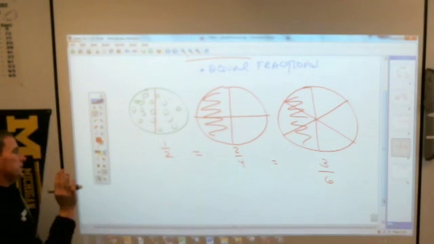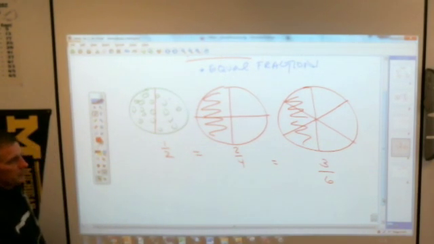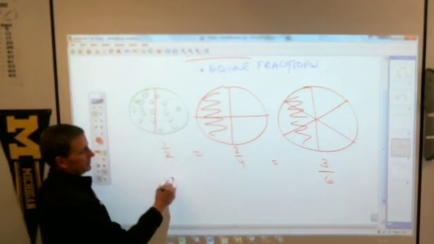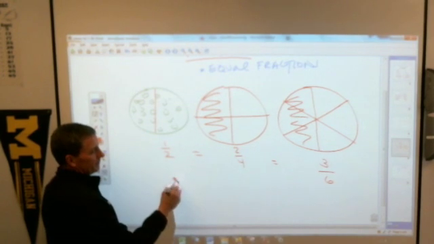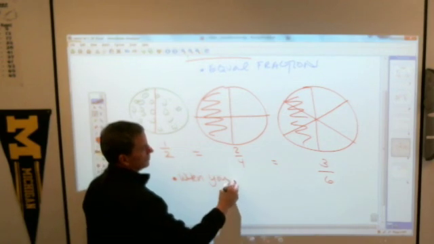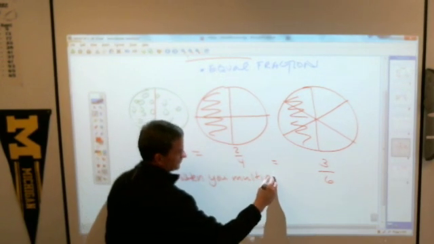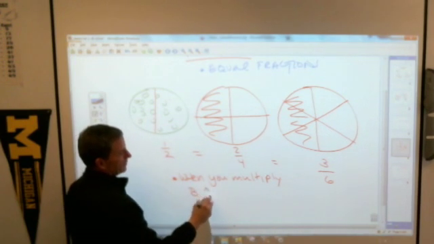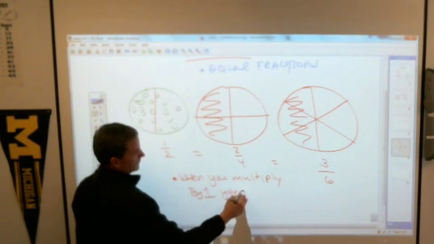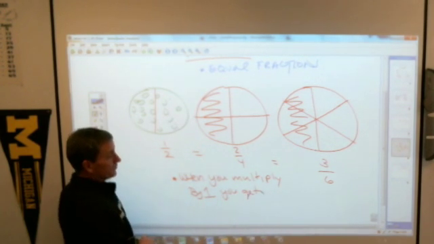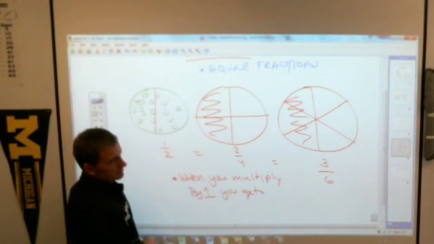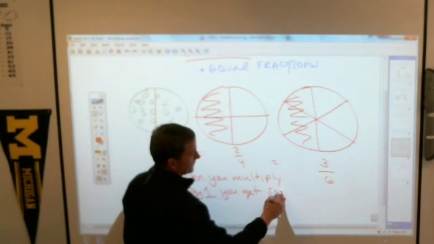Well, we don't want to draw pizzas every time we want to make some equal fractions. We want to figure out how to do that without doing that. And it's based on this philosophy. What happens when you multiply by 1? When you multiply by the number 1, what do you get? Let's say I had 6. 6 times 1 is 6. 1/2 times 1 is 1/2. You got the same thing.